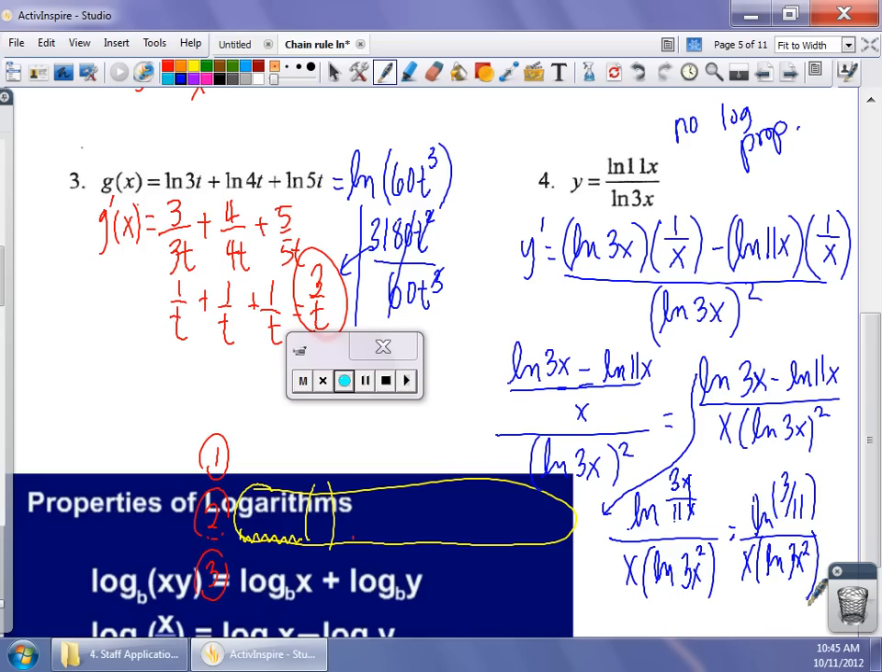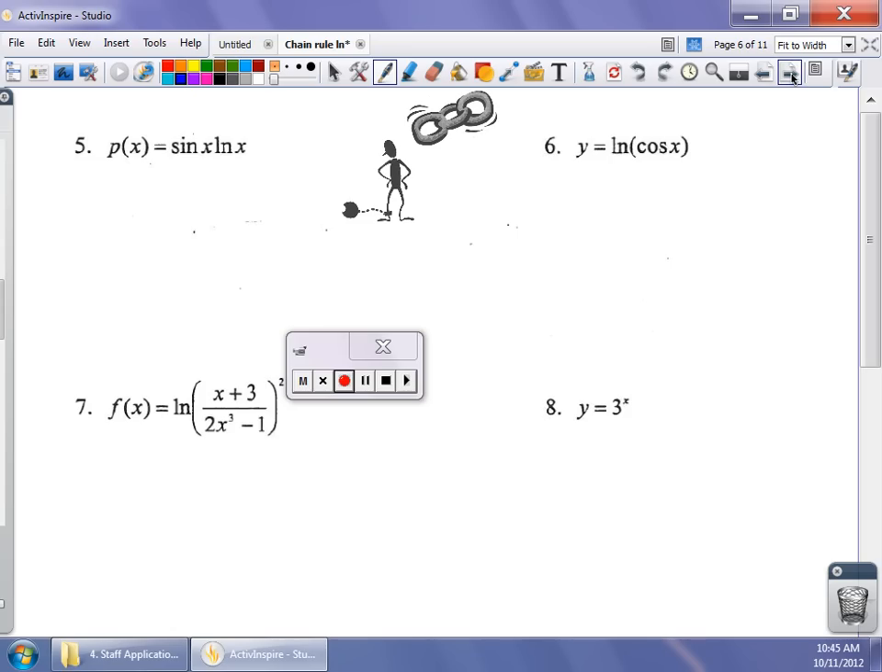I don't know that in this particular case that going that far makes it that much better. We're not really setting the equation equal to anything or solving anything. Right, let's look at a few more examples.